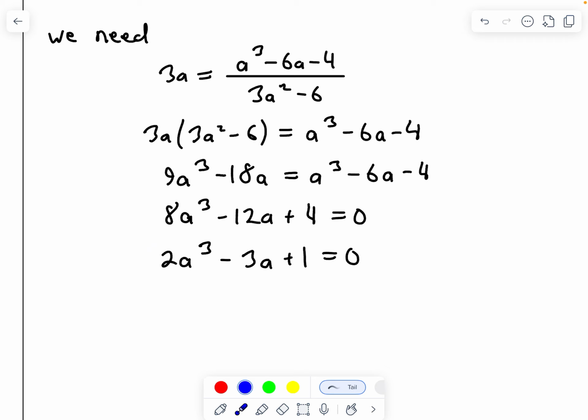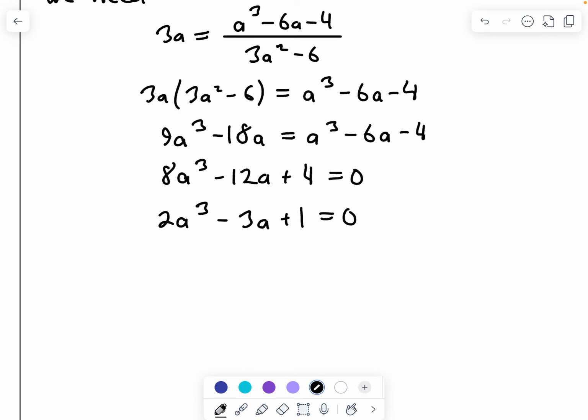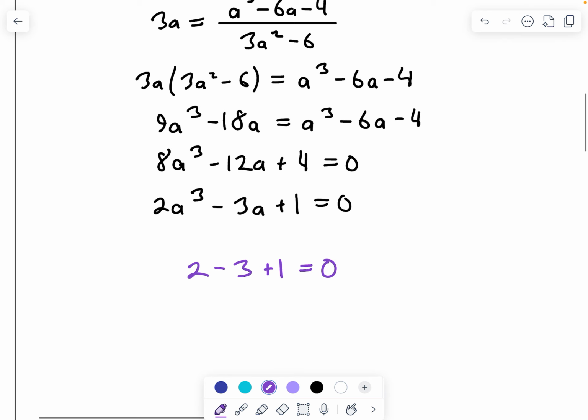Now I'm curious, but here's where we get lucky, is if you look at the coefficients, 2 minus 3 plus 1 is 0. So one of the solutions is 1, right?